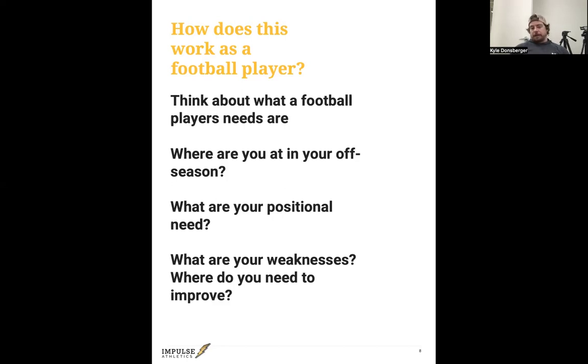TJ, this can be for anybody. I'm just using football as the example. So it works for basketball, it works for hockey, all that stuff.